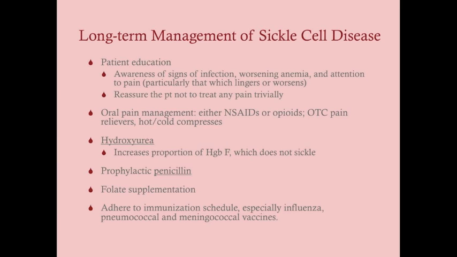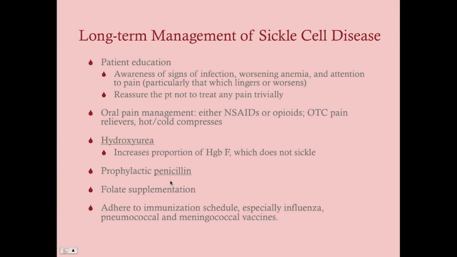Hydroxyurea. Most patients with sickle cell disease are on hydroxyurea. Why? It increases the proportion of hemoglobin F. It increases the production of gamma globin. And gamma globin is that part of hemoglobin F which pairs up with alpha globin and makes the fetal globin. And patients with sickle cell disease have absolutely normal hemoglobin F, and it doesn't sickle. So the more hemoglobin F you make, the less defective hemoglobin S you're going to make.